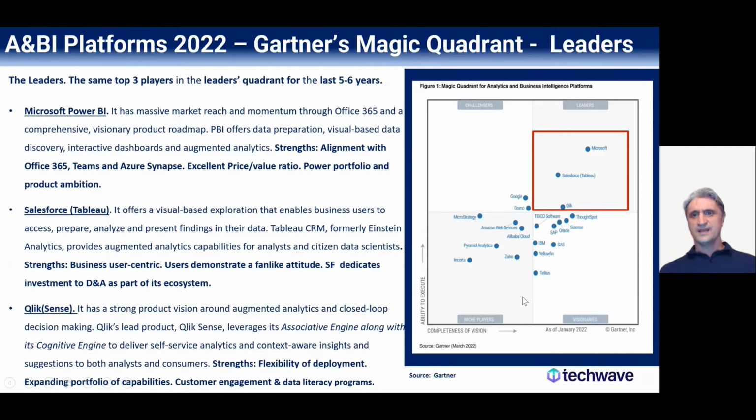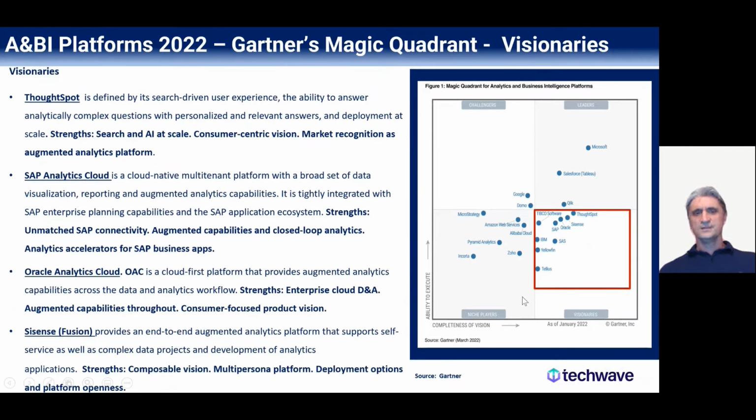Let's move to the next one, which is the visionaries. In the visionaries quadrant, you will see more vendors and platforms. You will see, I think, nine of them. And I have listed probably the top 4 from right to left, including ThoughtSpot, Sisense, SAP Analytics Cloud, and Oracle. Let's start with ThoughtSpot.